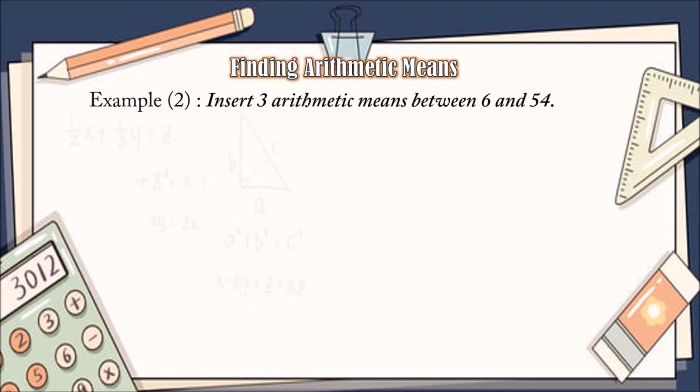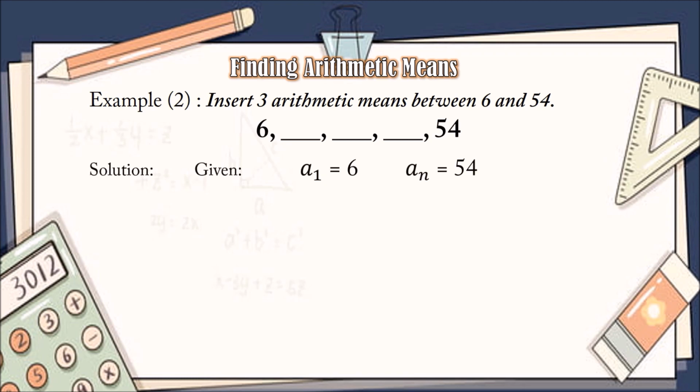Now, let's have example number 3. Insert 3 arithmetic means between 6 and 54. We will have 6, blank, blank, blank, and 54. How are we going to find the missing terms in this arithmetic sequence? Solution. We have the given: the first term a sub 1 is equal to 6, a sub n or the last term is equal to 54, and n is 5, which is the number of terms since there are 5 terms in the sequence.